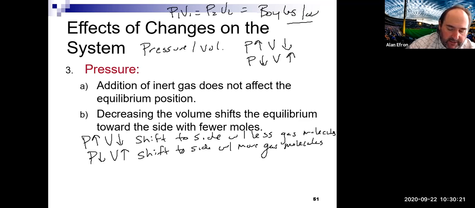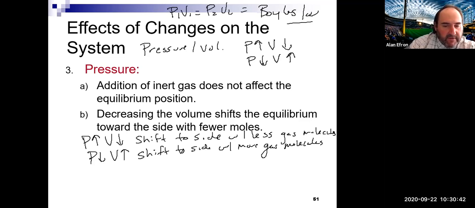Again, you're just going to look at the coefficients for anybody that has G next to it and add them together. So pressure and volume, I personally, like I said, think about it in terms of volume. Keep it very simple. If I have a small volume, I need less gas molecules. If I have a larger volume, I need more gas molecules to fill it.